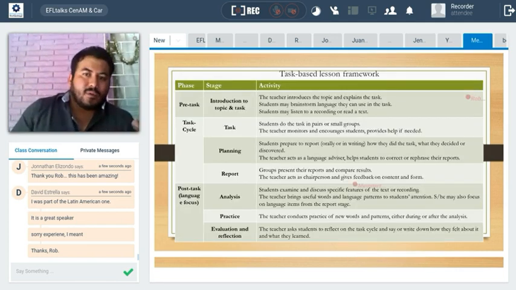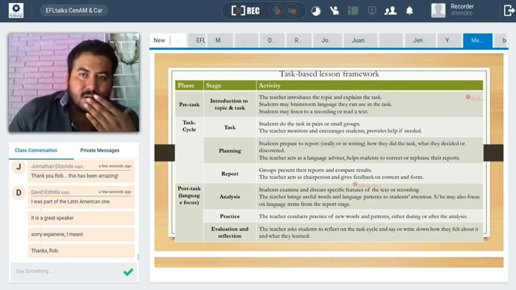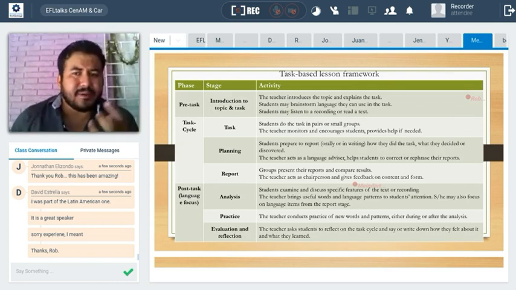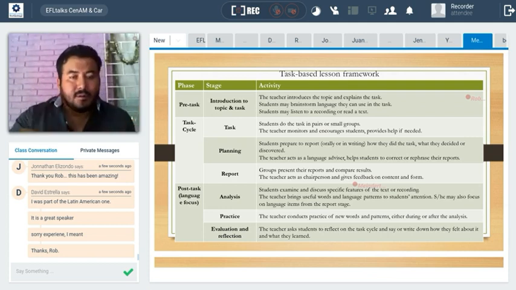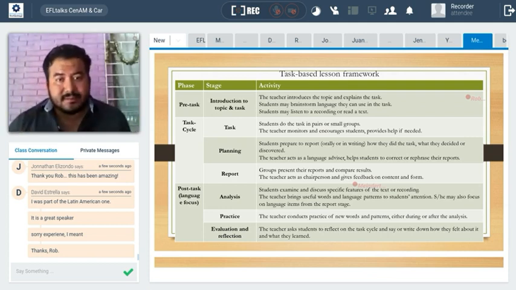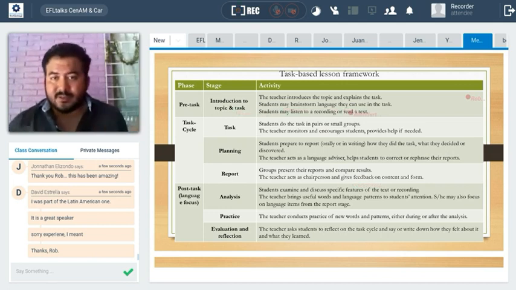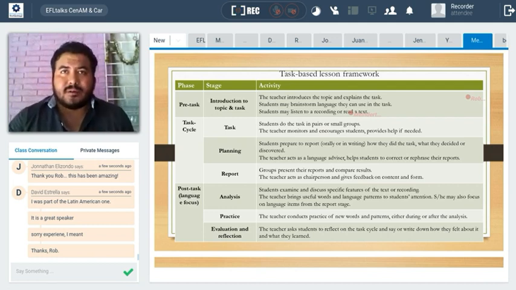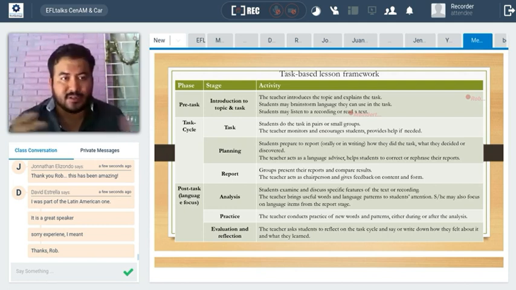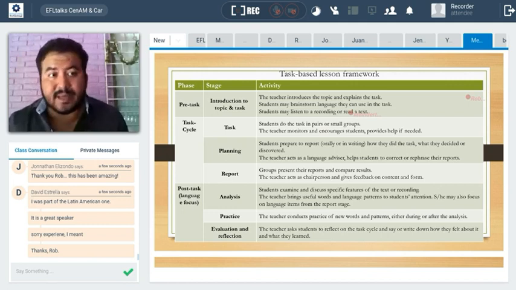What is a task-based lesson framework? We have three stages. The first is the pre-task, the introduction to the topic. So the teacher says, okay, today we're gonna talk about job hunting. That's a pre-task. The teacher started talking about that.